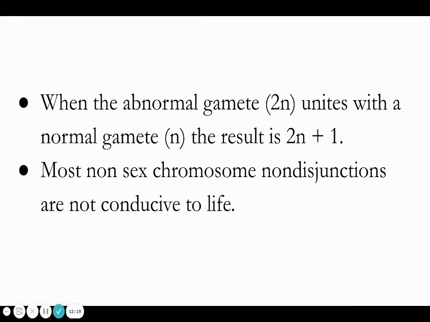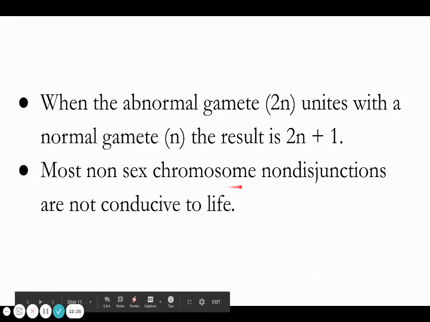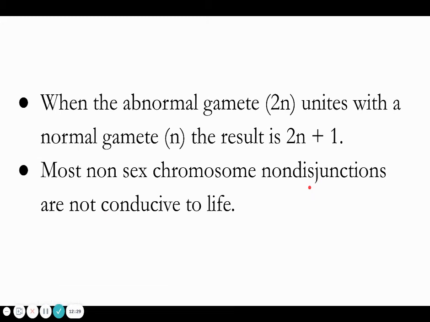So the trisomy comes because it's 2n plus 1. So it ends up being 3n. And again, the non-sex chromosome disjunctions are usually not conducive to life. Yes, there are people who live with trisomy 21, trisomy 18, and trisomy 13, but a lot of them don't make it to birth.